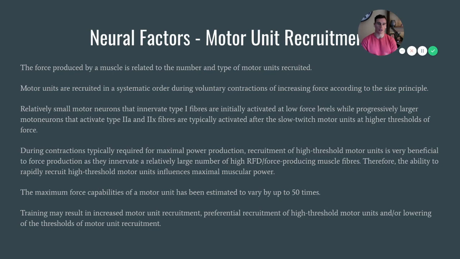Obviously there is a big benefit to being able to activate those higher threshold motor units, the ones that tend to be recruited as the demand for force increases quickly, especially when we're talking about sprinting. The maximum force capability of a motor unit has been estimated to vary by up to 50 times, so that's obviously going to lead to a big difference in the amount of force that can be produced. Training can result in increased motor unit recruitment, preferential recruitment of high threshold motor units, which is a key factor for maximal force production.